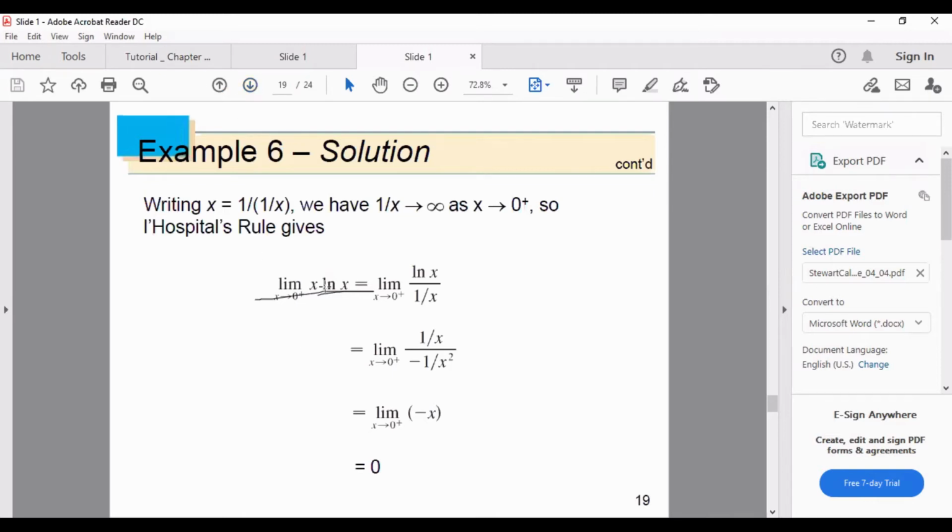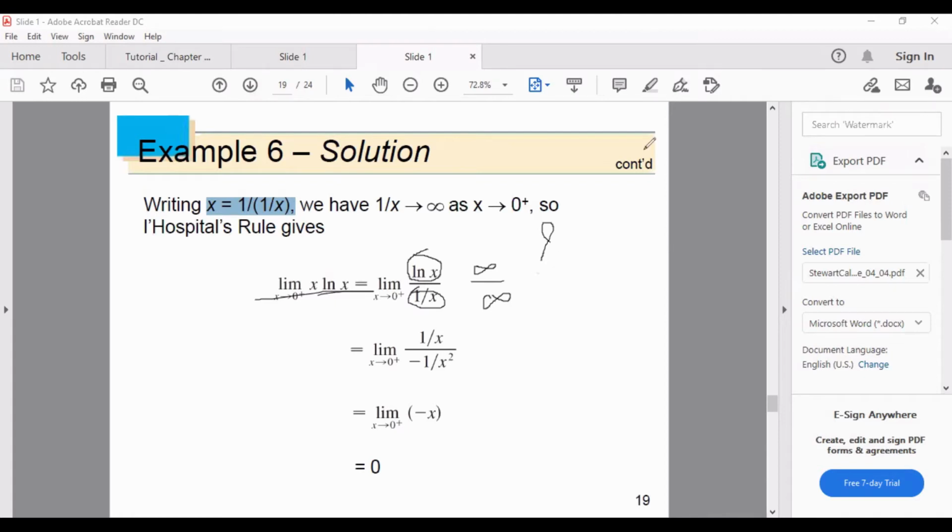As I said, we can rewrite the product thanks to the identity x equals 1 over 1 over x. We can look at this limit as ln x divided by 1 over x. Now it becomes a limit of infinity divided by infinity. The numerator goes to infinity and the denominator also goes to infinity. Infinity over infinity is an indeterminate limit.